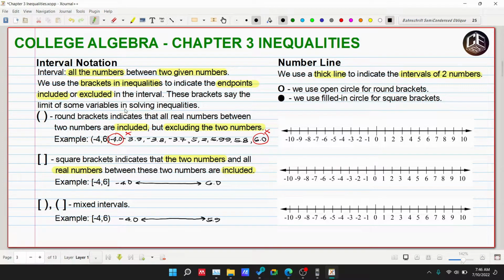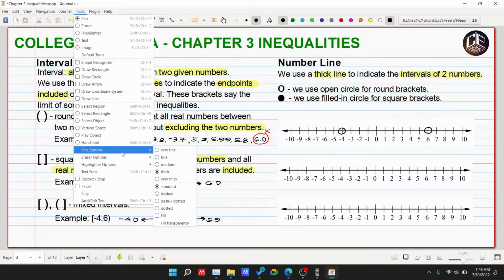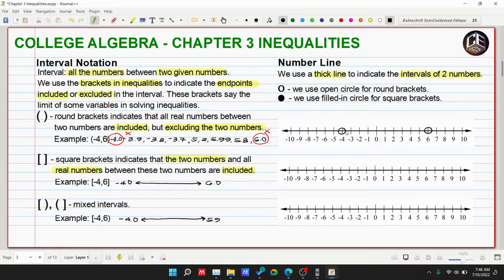So, try natin i-graph to. Okay, so negative 4 and 6. Pero alam natin na parehas na round brackets. So, ang gagawin natin dyan, negative 4 and positive 6. Tapos, thick line daw. And okay. So, yun yung ating number line for negative 4 and 6.